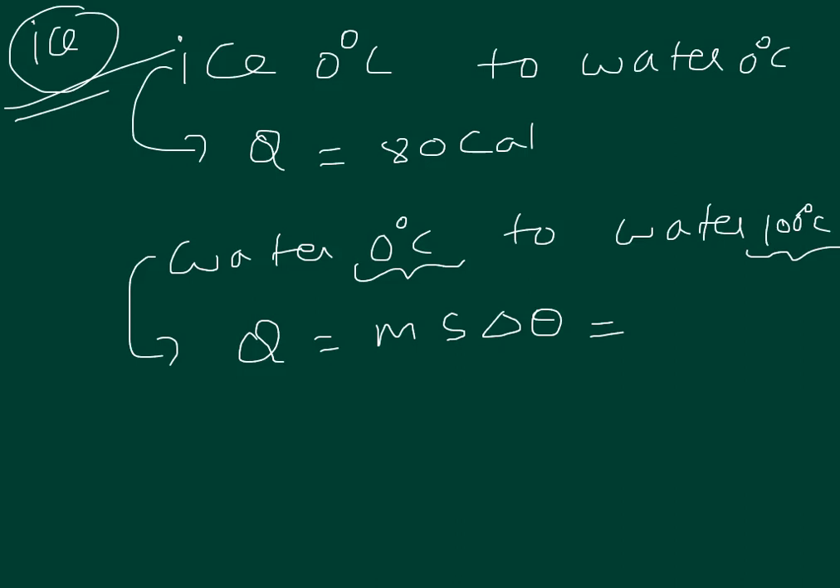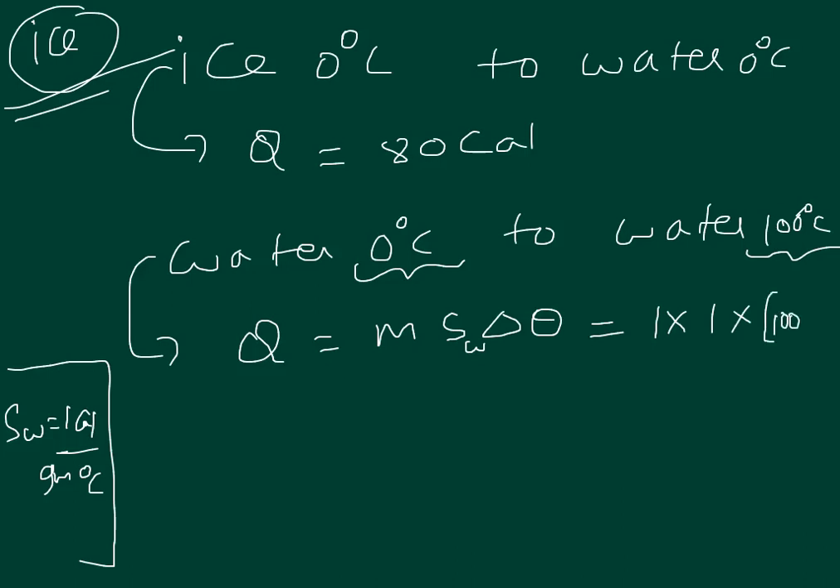M is mass. They have given one. And here it is water, right? So the specific heat of water is 1 calorie per gram per degree centigrade. So what should I write for the temperature difference? 0 to 100 means 100 minus 0.